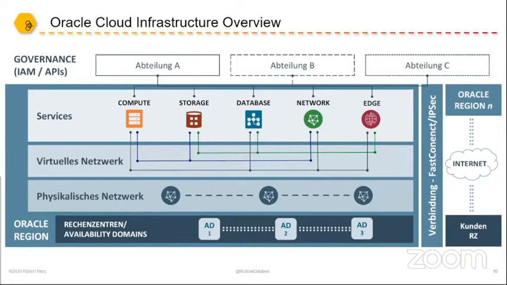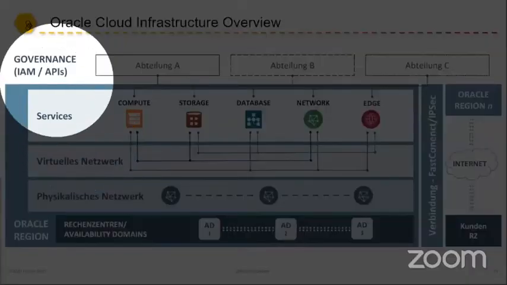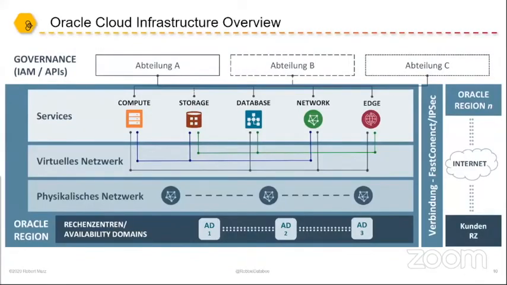Building on the virtual network come all the services that the cloud has to offer: compute, storage, database, autonomous database, networking itself, of course, with all its higher networking services, and all this kind of stuff. On top of that comes the governance, so your departments, your applications, whatever. And we can, of course, connect on the right side to other Oracle regions, to other cloud providers, or to your on-premises data center.